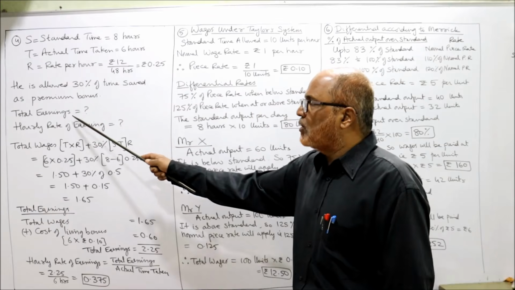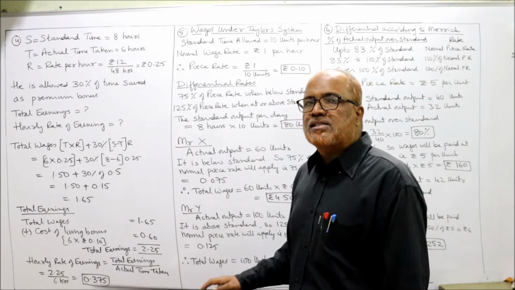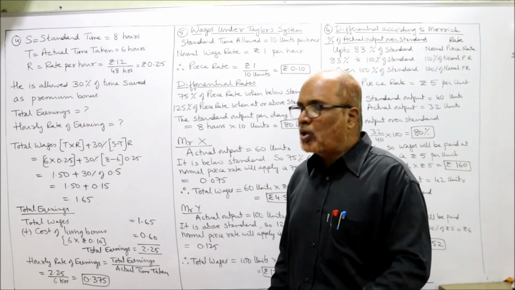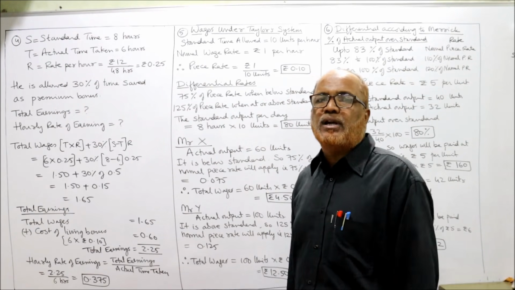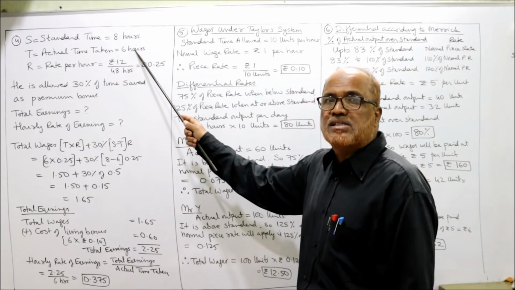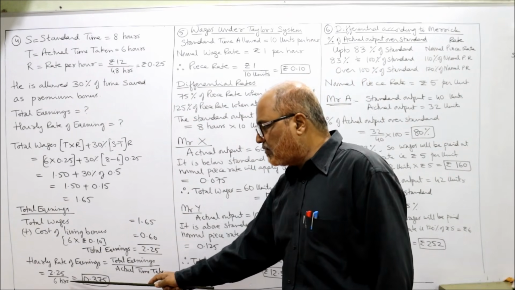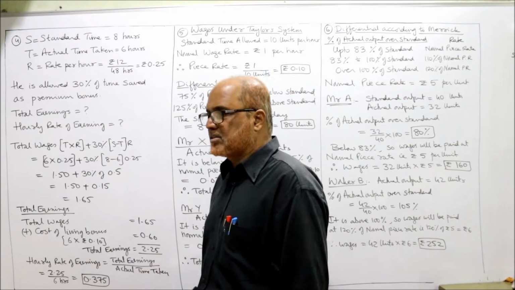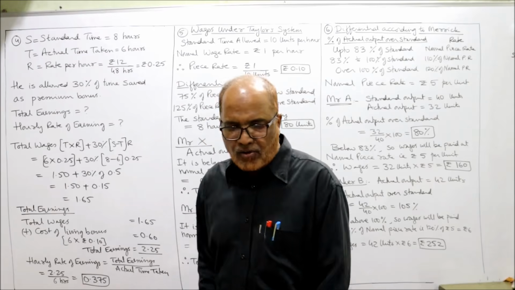So first question, we got total earnings 2.25. Secondly, hourly rate of earnings. एक घंटे को कितना पड़ेगा? So total earnings he got 2 rupee 25 paisa. For how many hours worked? Actually he has worked for 6 hours. So 2 rupee 25 paisa divided by 6, 0.375 is the hourly rate of earnings. This is the end of problem number 4.